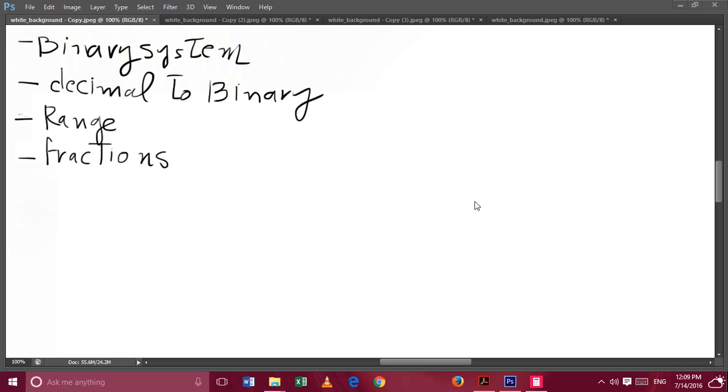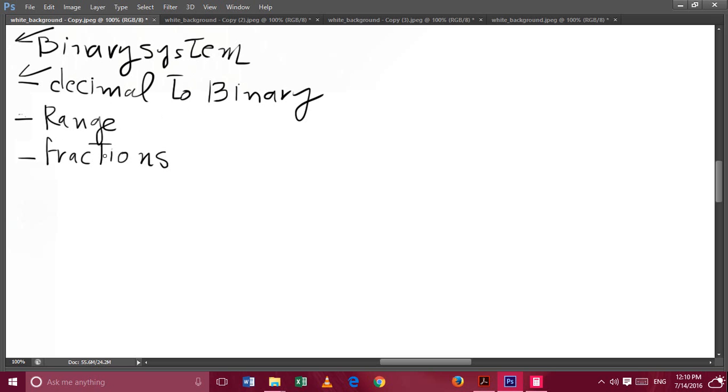In the previous tutorial we covered the binary system. We now understand what the binary system is and how to convert from decimal to binary. So these two parts are covered. We are done with these two parts. In this tutorial, we are going to talk about range and fractions.